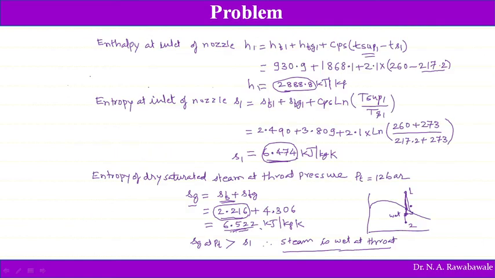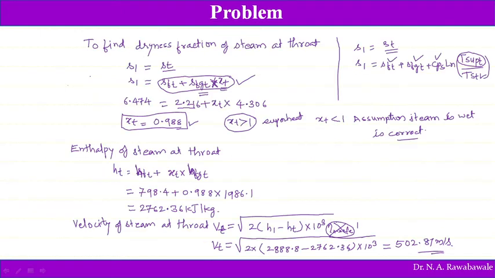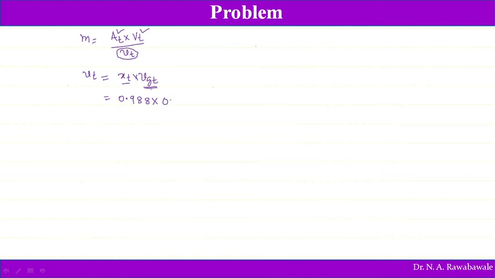So specific volume at throat pressure is given as 0.1633. This is the value of specific volume at throat pressure. On simplification, this specific volume is 0.16. So it was wrong in yesterday's lecture. Yesterday we had committed a mistake here. So meter cube per kg is the specific volume. So this was wrong, and therefore the answer was going wrong.